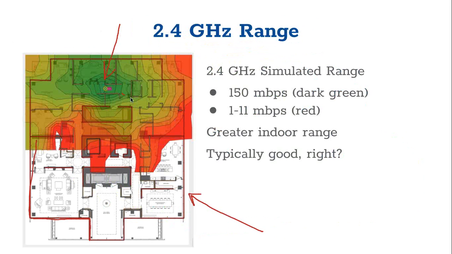Now, notice here that as we move away from the access point, our data rates go down. We start at 150 megabits per second very, very close to the access point, and as we move around to the edges, we start seeing lower and lower data rates, all the way down to between 1 and 11 megabits per second. So we see good indoor range, and it covers a big area, and that's typically good, right? That's typically a good thing that we have lots of range, right?